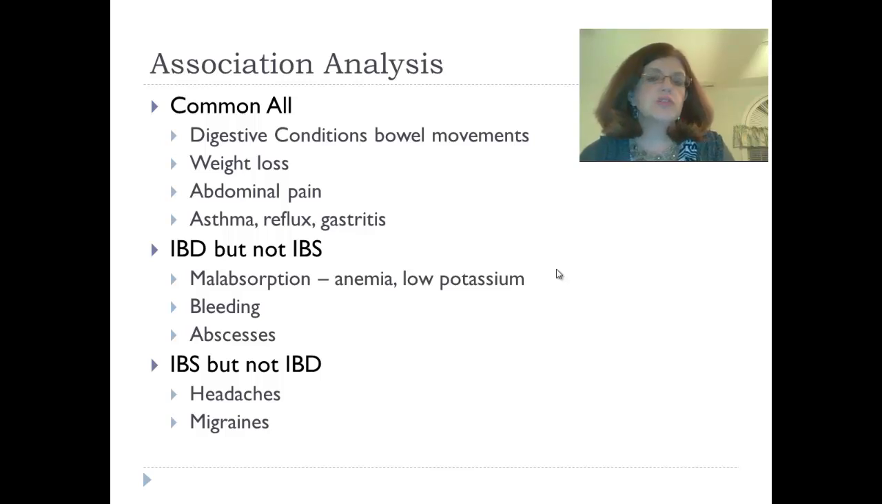When we took a closer look at IBS, we found that those patients had headaches and migraines, and those didn't appear in the IBD diseases. That's the summary of association analysis.